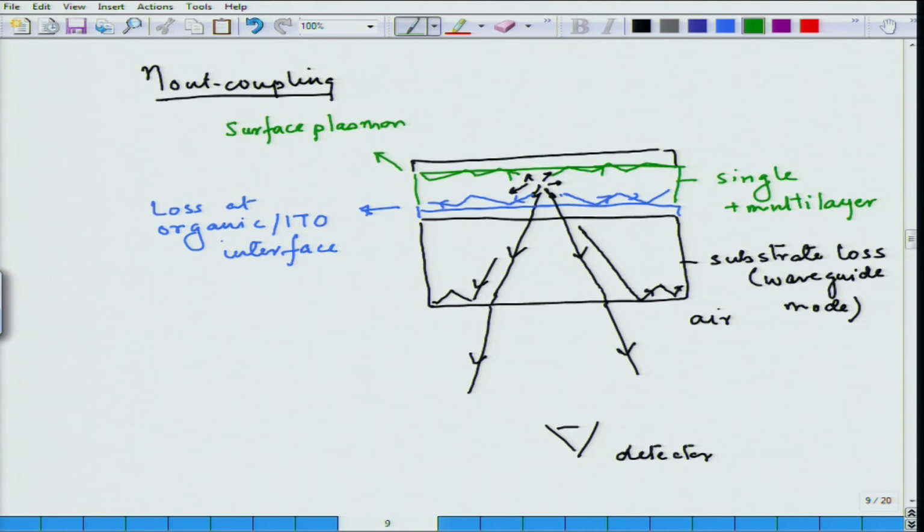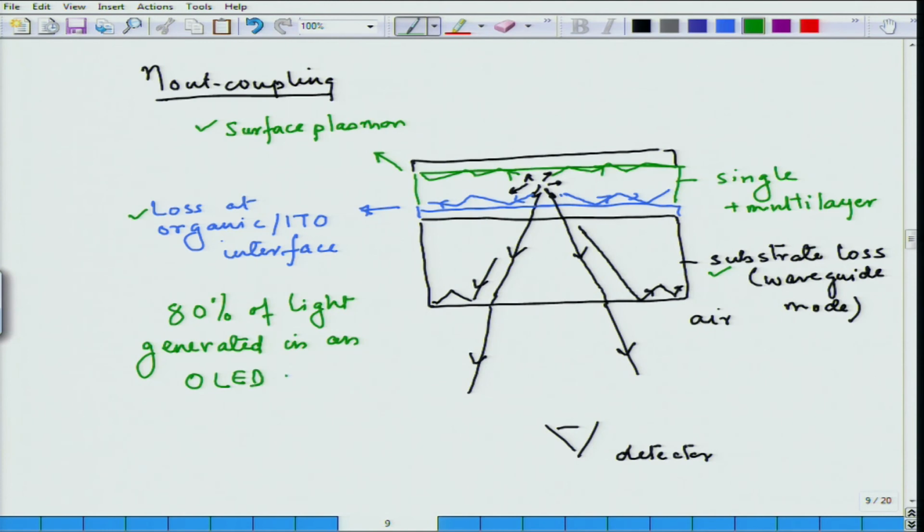Now, if we look at all these losses, the surface plasmon loss, the loss at the organic ITO and the substrate loss, it almost amounts to about 80% of light generated in an OLED is lost inside the device.